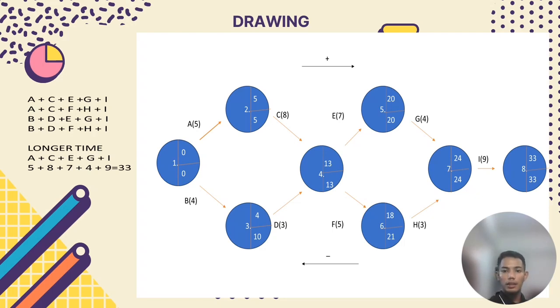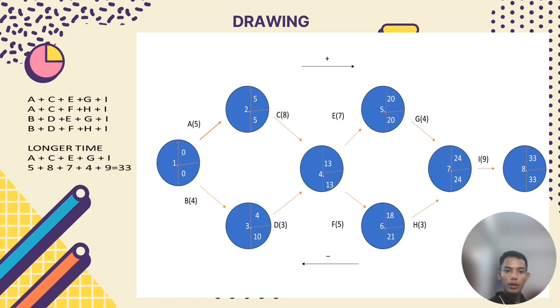Next, 30 minus 9 you get 21. 24 minus 3 you get 21. Same for this, 24 minus 4 you get 20.